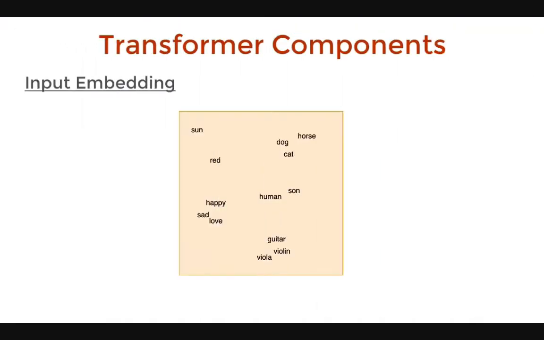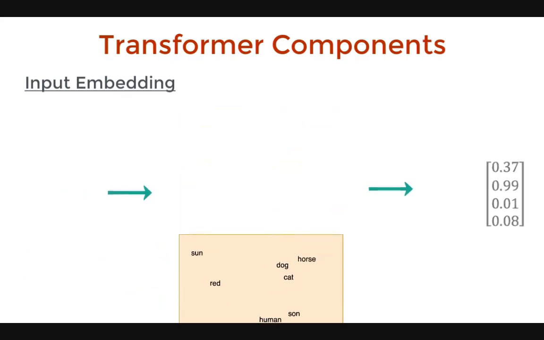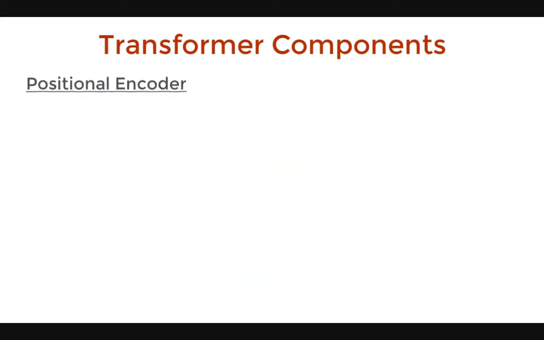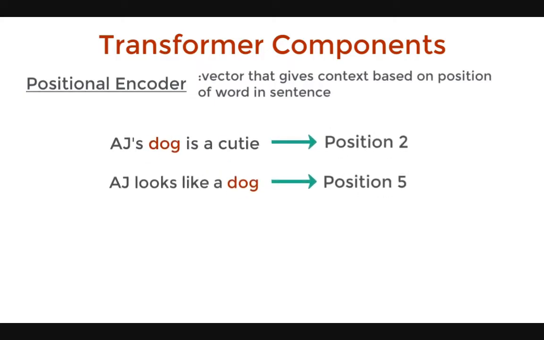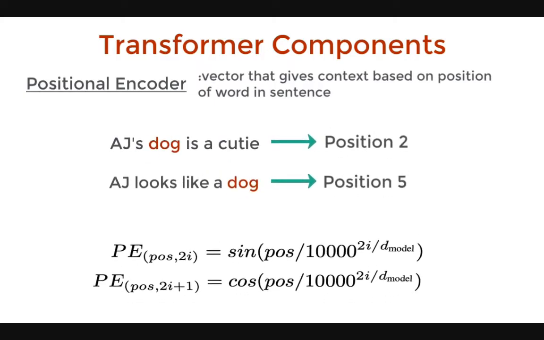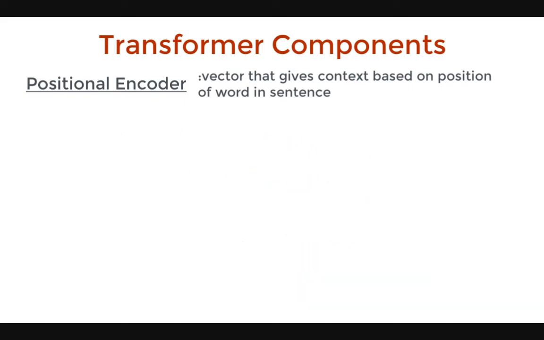This embedding space maps a word to a vector, but the same word in different sentences may have different meanings. This is where positional encoders come in. It's a vector that has information on distances between words in the sentence. The original paper uses a sine and cosine function to generate this vector, but it could be any reasonable function.